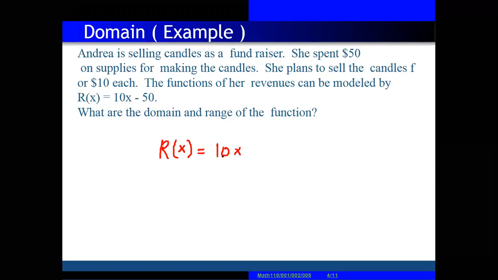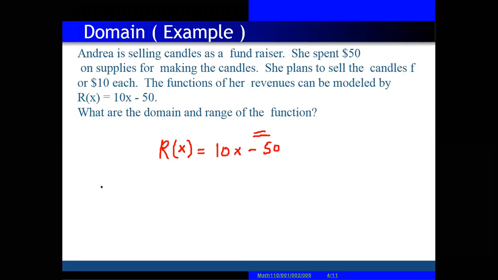Revenue from x candles, x means number of candles. 10x means the price per candle is 10, so 10 multiplied by x, where x is 1, 2, 3, the number of candles, minus 50. Why this minus 50? Because she already spent 50 on supplies for making candles. Now what are the domain and range?